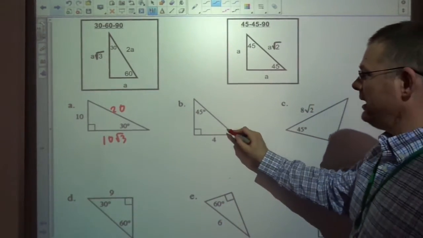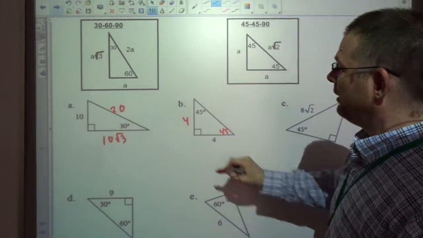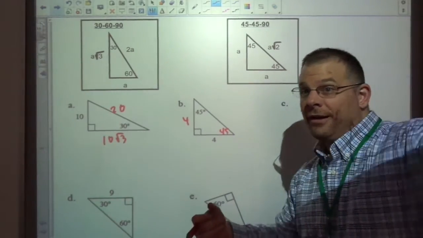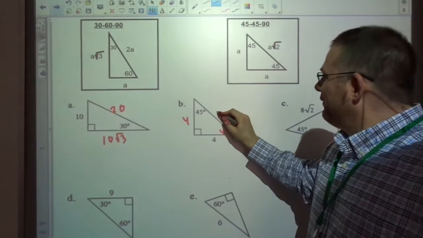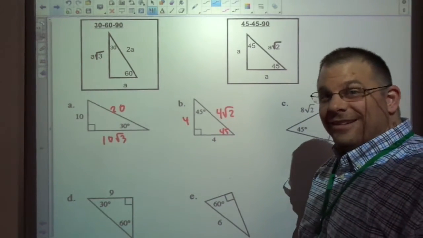45, 45, 90. If one leg is 4, the other leg also has to be 4. And the hypotenuse has to be, everybody knows it now? 4 times the square root of 2.